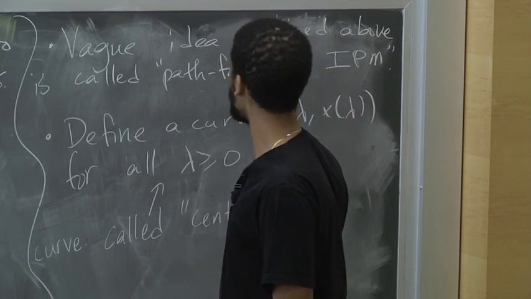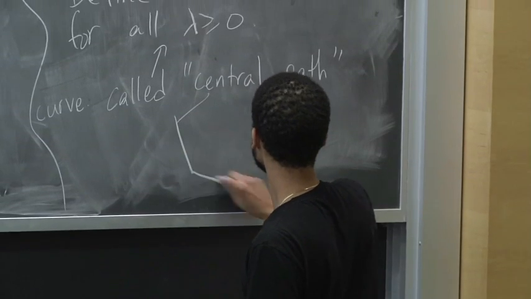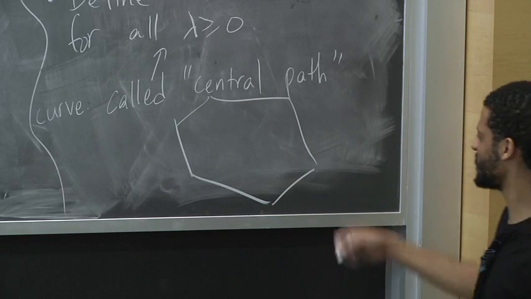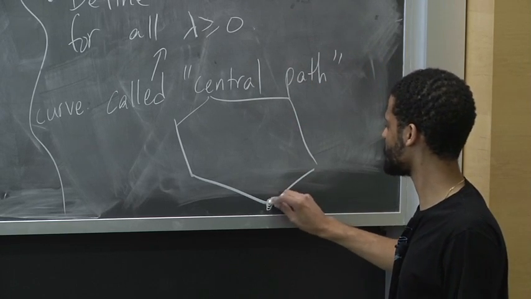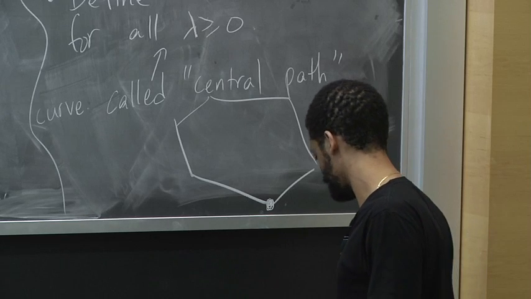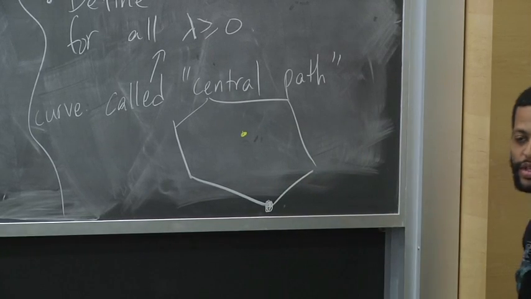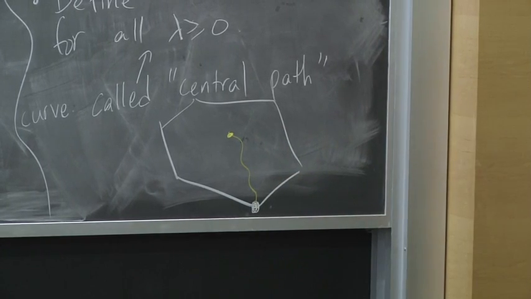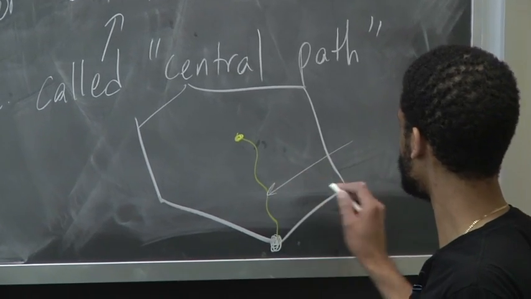But let me draw some kind of picture. I'm not great at pictures, but let's say this is the feasible region. And let's say we're trying to just minimize, let's say gravity, let's say that the cost function points upward and we're trying to minimize it, so this is the optimal vertex. Okay. So the analytic center is somewhere. I don't know exactly where it is in this picture, but let's say it's here. And there's some curve that goes from there to the optimal vertex. Okay. And so this is the central path.